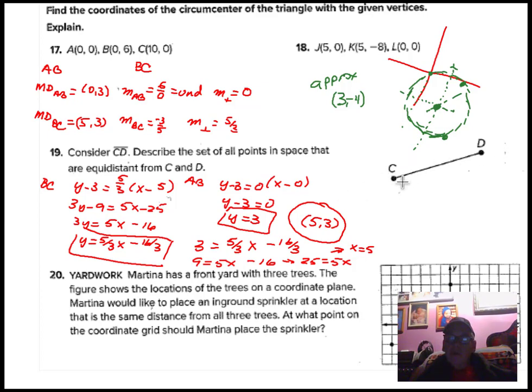Okay, let's look at number 19. They want all the points that are equidistant from C and D. So if we just did this in two dimensions, basically we'd have all these different isosceles type triangle legs, which is going to give us points that kind of line up along this perpendicular bisector. But now if we talk about space, which is 3D, we can actually kind of go back in and out.